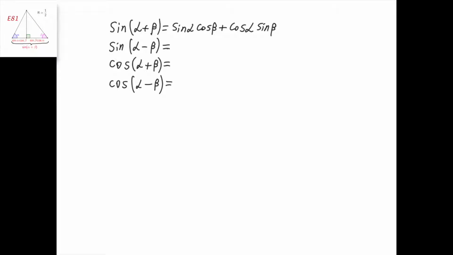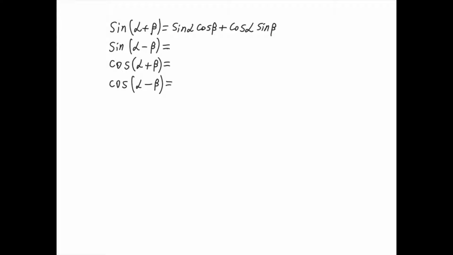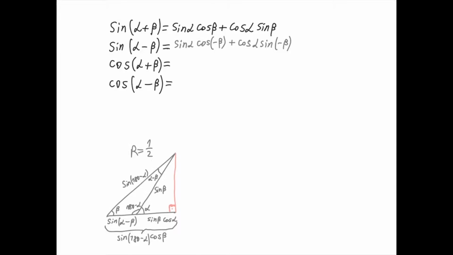In the previous video, we saw that sine of alpha plus beta can be expanded as sine of alpha cosine of beta plus cosine of alpha sine of beta. In this video, we're going to discover how sine of alpha minus beta can be expanded, also cosine of alpha plus beta, and cosine of alpha minus beta.